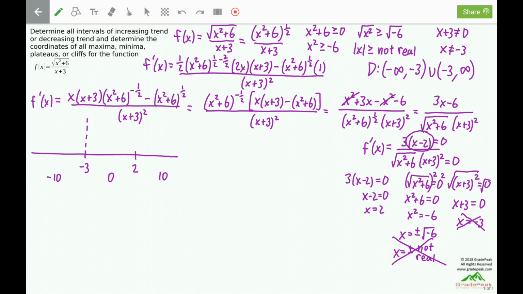Starting with the first test value of negative 10, plugging in for x minus 2, negative 10 minus 2 is a negative number. So we have a negative first derivative, which corresponds to a decreasing trend. We can now plug 0 into the part of the first derivative that matters. 0 minus 2 is a negative number. We have a negative first derivative. This corresponds to a decreasing trend. And then plugging a positive 10 in, 10 minus 2 for the part of the first derivative that matters is a positive. We have a positive first derivative. This corresponds to an increasing trend.